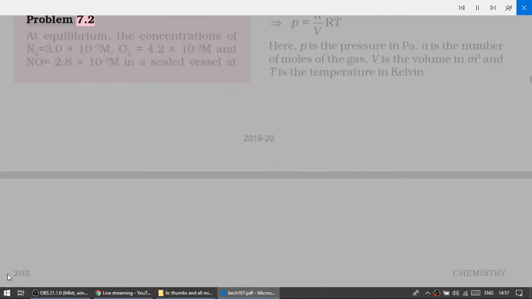Problem 7.2. At equilibrium, the concentrations of N2 = 3.0 × 10⁻³ M, O2 = 4.2 × 10⁻³ M and NO = 2.8 × 10⁻³ M in a sealed vessel.